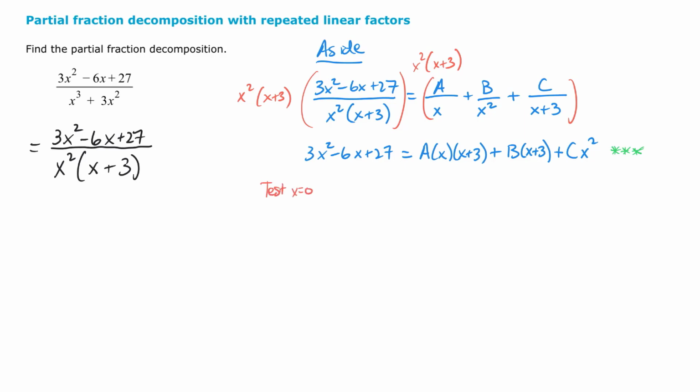Why do we want to test x equals 0? Because then we get 0 minus 0 plus 27 is now equal to 3b. What does that mean? That means b must be 9.